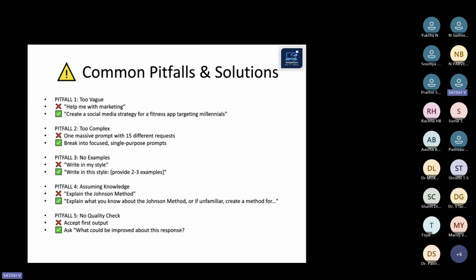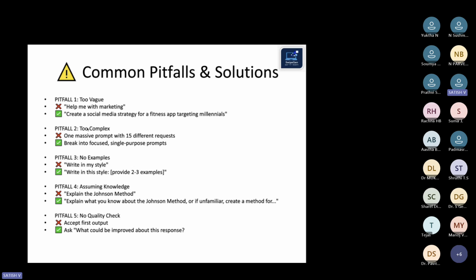Common mistakes that we make, and for that we even have a solution. Pitfall one: too vague. Help me with marketing, right? Too vague. We don't give context. Sometimes we tell it, help me with this, help me with that, but AI will not know the context. If you tell it, create a social media strategy for a fitness app targeting millennials, see here, it is telling social media, fitness app, and millennials also. This is how we need to add more context into the prompt.